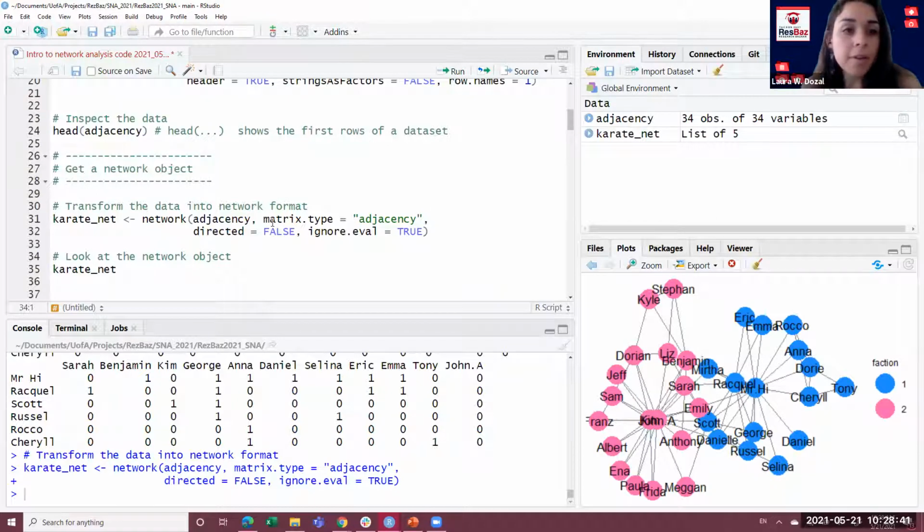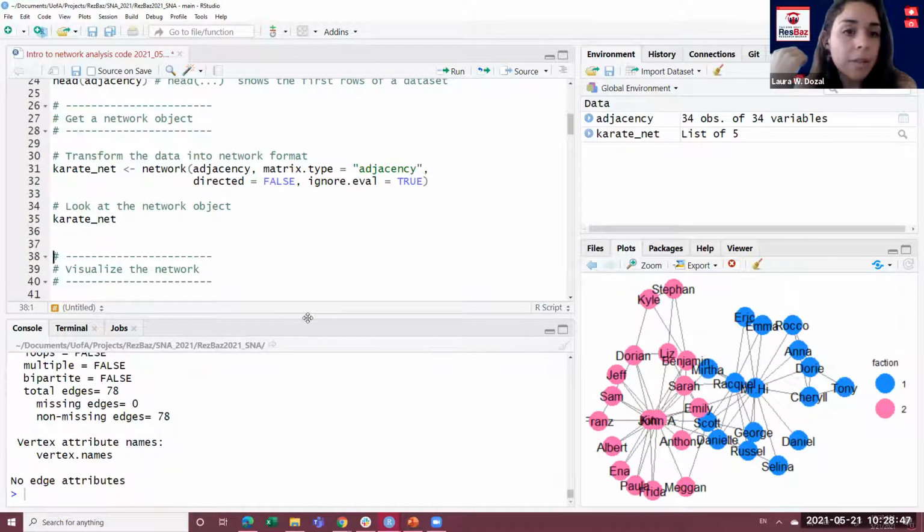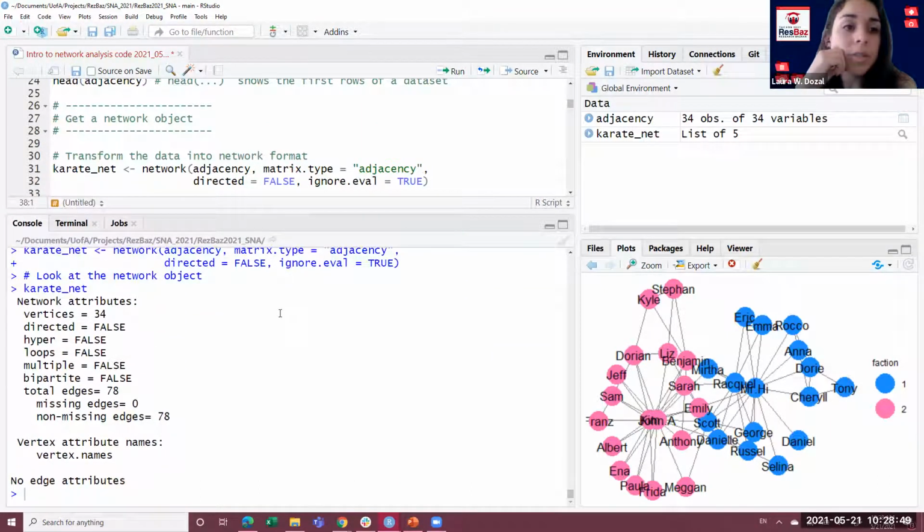Okay, so we have our karate network and we're going to look at it. This just gives you an overview describing the network attributes. There are 34 vertices, so 34 nodes or actors in the karate club. It's not directed. There are no hypergraphs. There are no loops, so no one is connected to themselves. There's no multiple graphs. It's not a bipartite graph. So there's only actors. There aren't, for example, two types of karate clubs, just the one. So we're just looking at the actors.